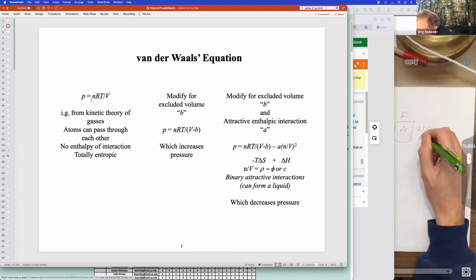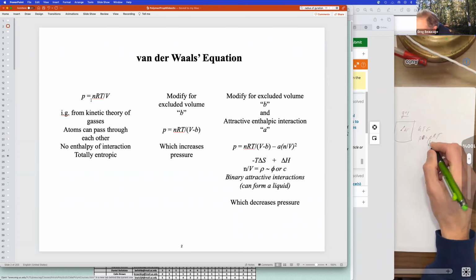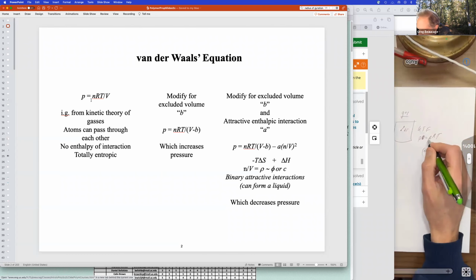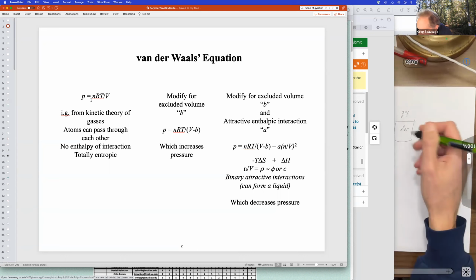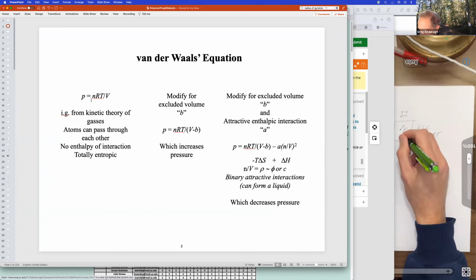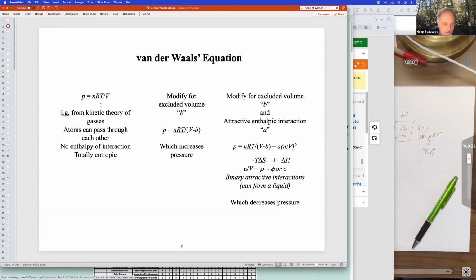PV equals rho RT, right? Rho is the number of atoms per volume, and that rho is the common thing to use. It's unfortunate that rho is also used for density, although it's kind of a density, a number per volume. You get that from the kinetic theory of gases, and it's easy to derive, but you're not going to do it here.